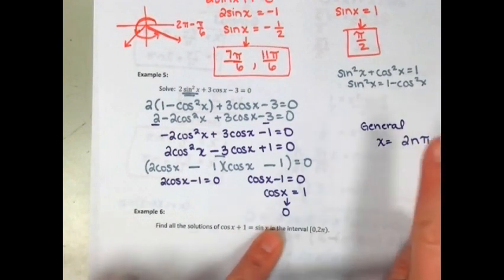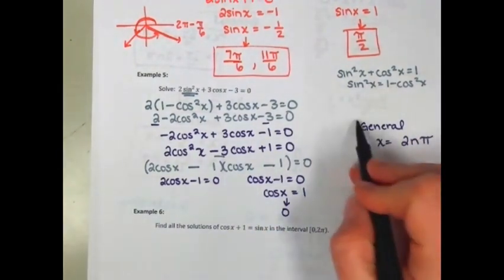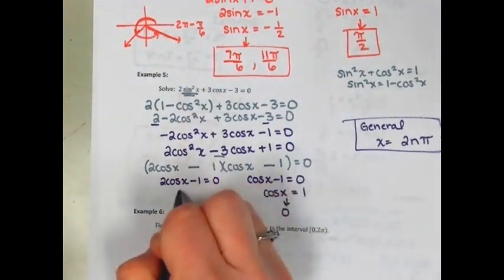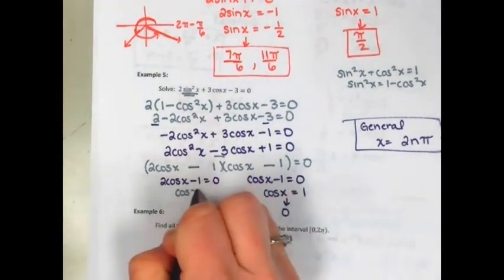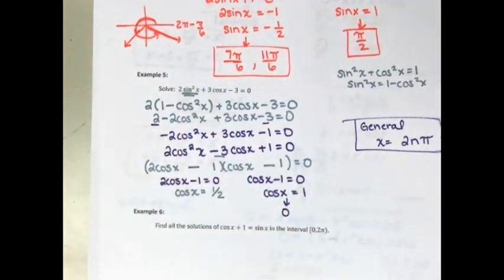So we know at 0, we're going to have 0. It's going to be at 2 pi, at 3 pi, at 4 pi, all of that, right? So there's 1. All right, the other side. Solve for cosine. How would I move the 1 over? Add it, and then divide by 2. So I know the cosine is equal to 1/2.